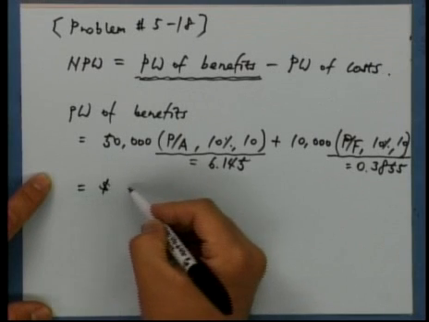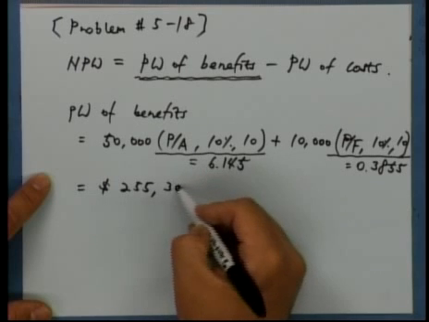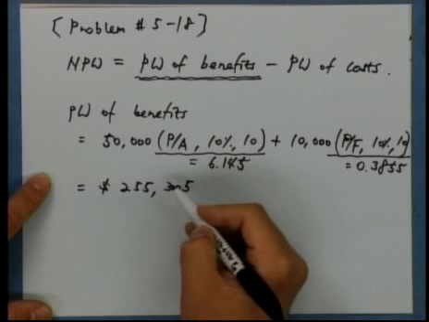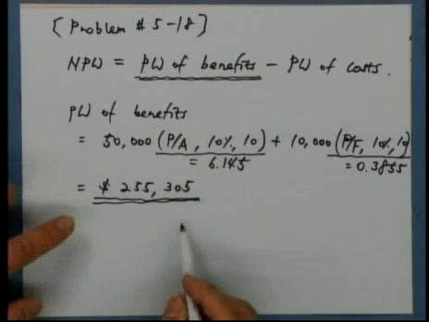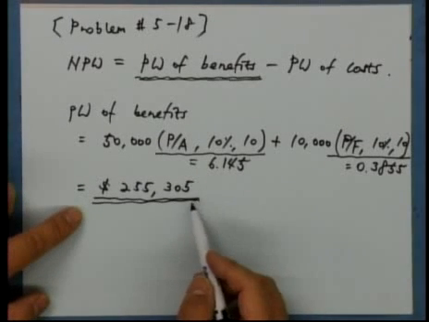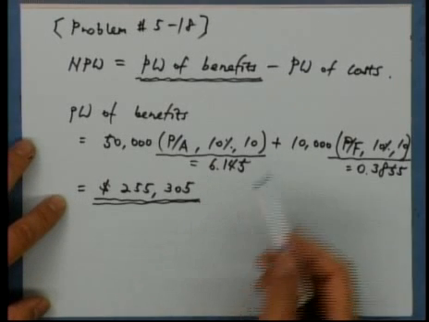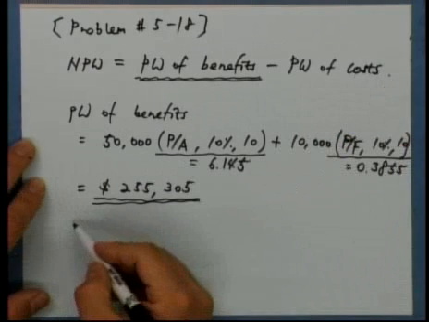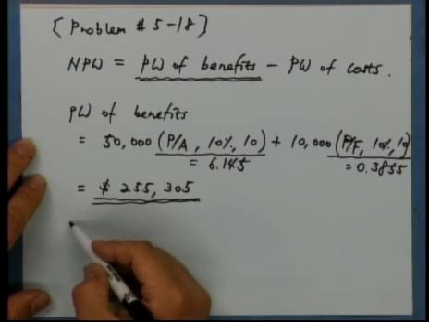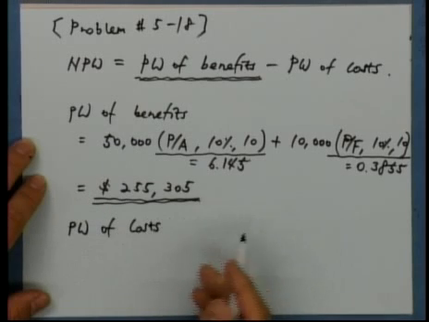This is going to be $305,500. Okay, so this is your present worth of benefit. Now let's compute the present worth of costs.